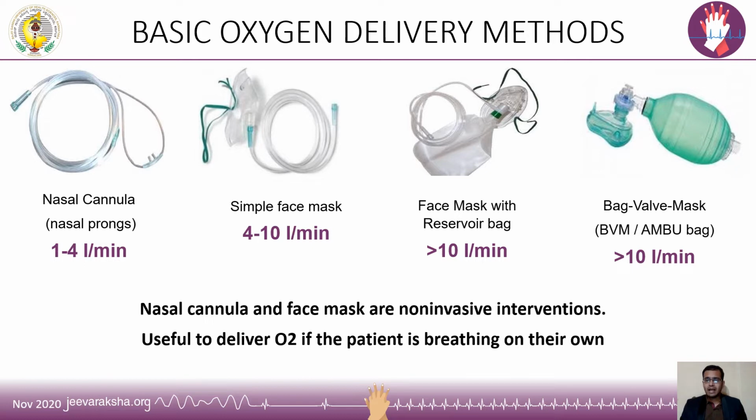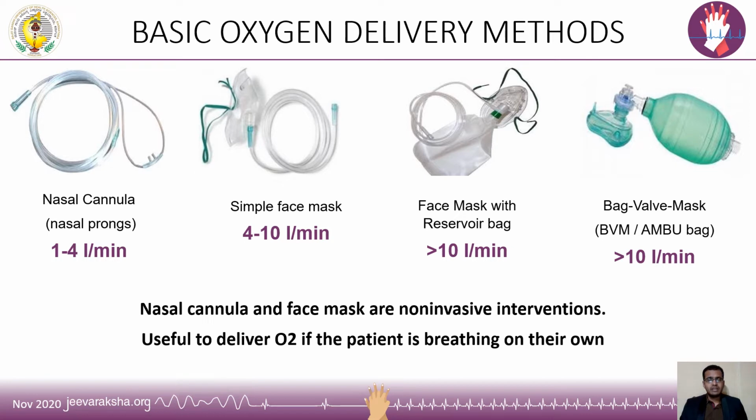And next is bag mask ventilation, which is also called an AMBU bag. Here you can give oxygen up to 100%. This is mainly used during resuscitative procedures and during pre-oxygenation, where you can go up to 15 liters. You can connect a reservoir bag to increase the FiO2 achieved. The maximum FiO2 you can reach would be somewhere around 90 to 100%.